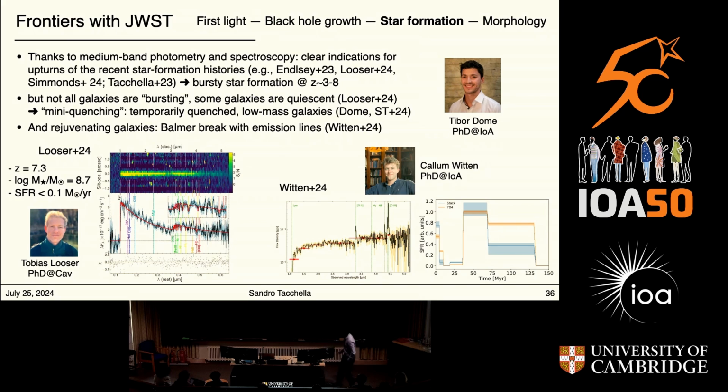And indeed, this is something that Callum Witten, a PhD student at the IOA, nicely showed: we have systems where you can see a 4,000 angstrom break, but you can also see emission lines on top, which indicates that you have indeed had a lot of star formation early. You have this low in star formation, and then you have an increase again.